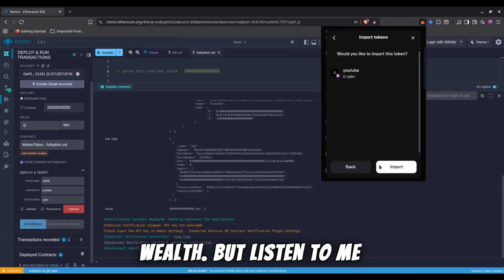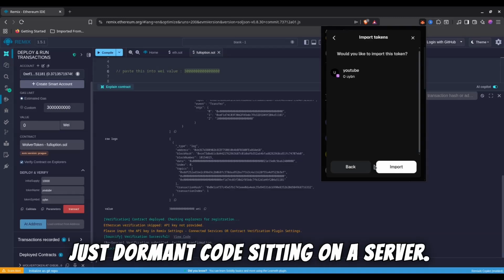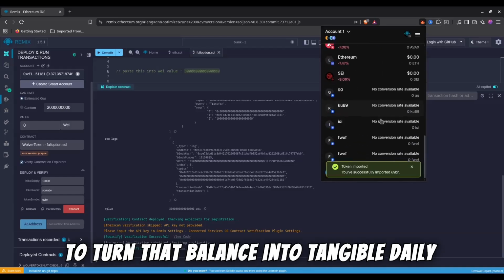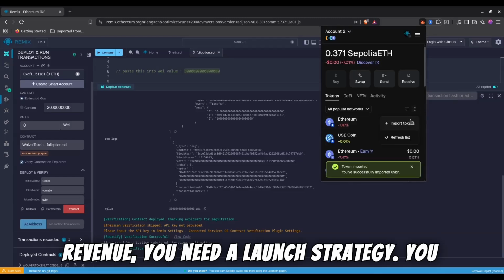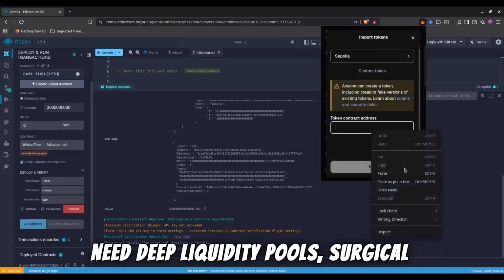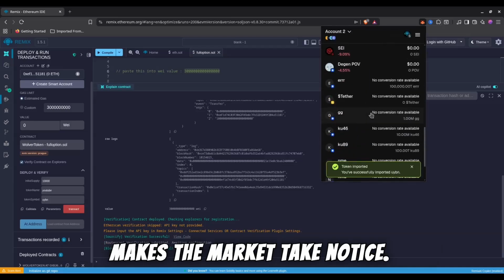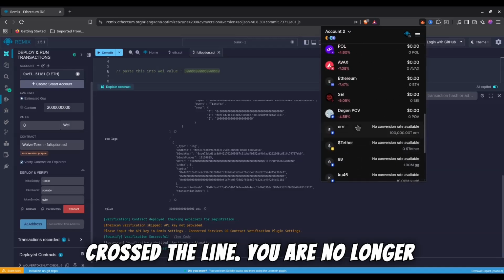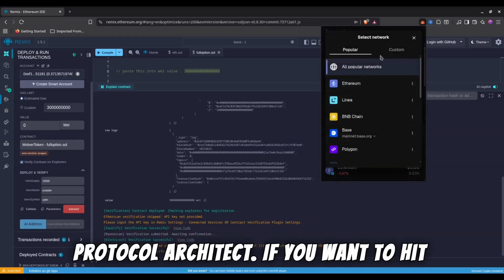But listen to me closely. A token without a community is just dormant code sitting on a server. To turn that balance into tangible daily revenue, you need a launch strategy. You need deep liquidity pools, surgical marketing, and a lethal entry plan that makes the market take notice. Congratulations, you've officially crossed the line. You are no longer just a crypto holder. You are a protocol architect.